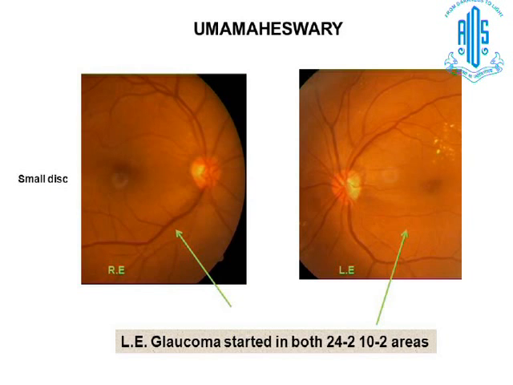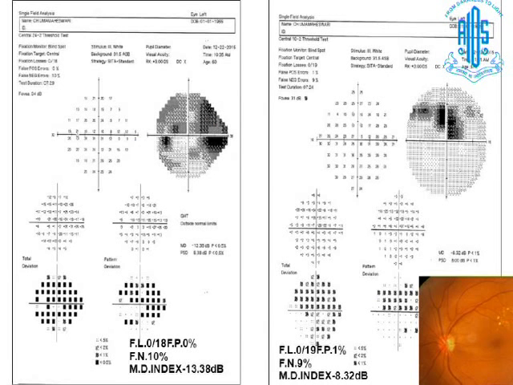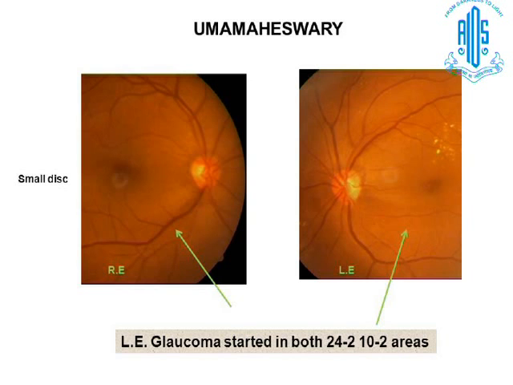So I told you, if you see a small disc, be careful. A small disc with a nerve fiber layer defect, and if you see a huge field defect coming towards fixation, upper arcade, lower arcade, coming to the fixation, and the field defect started in 10-2 and is spreading. So if you see this fundus, you can't even imagine how much glaucomatous damage is going on. But if you see the nerve fiber layer defect, it is a huge nerve fiber layer defect. It is huge.